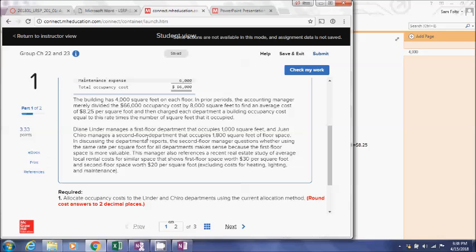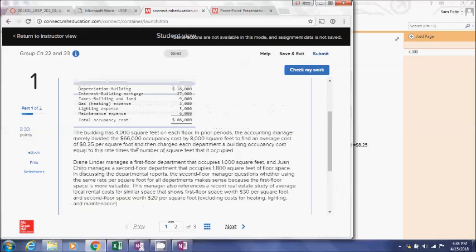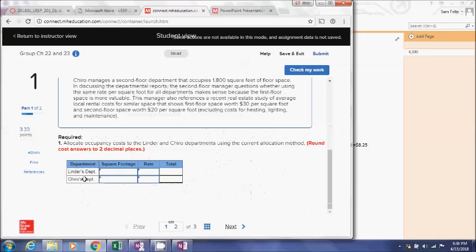Now, besides the fact that I'm probably going to want to meet up with Juan outside and kick his butt because he just made life really hard, we've got to figure this thing out. I mean, look, it was real simple. We were just doing $8.25 a square foot, and now Chiro wants to complicate this mess. So he's in trouble with me. I'll have a private conversation with him later.